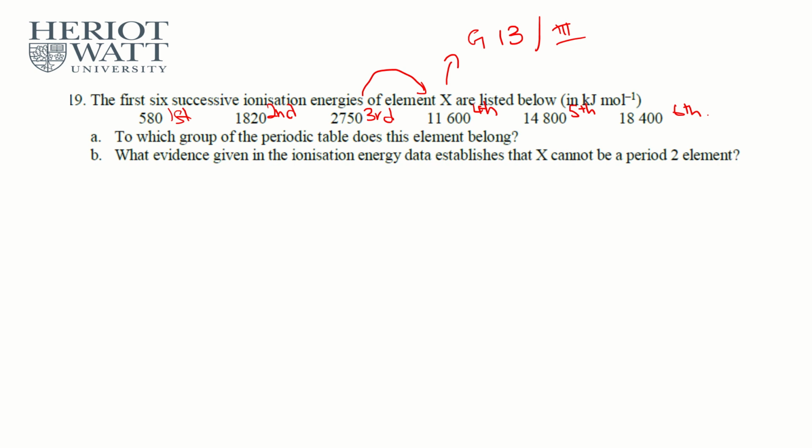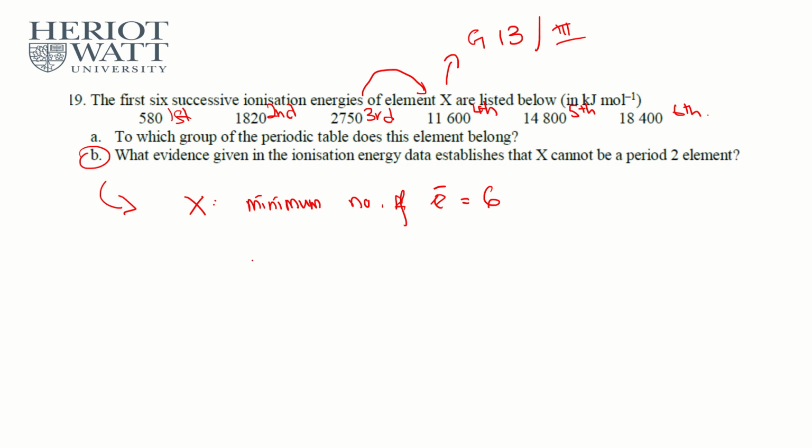Now, what evidence given in the ionization energy data establishes X cannot be a period 2 element? Now, first, this is a bit tricky here for question B. First, element X is given with 6 successive ionization energies, which means the minimum number of electrons should be 6. So you should have a minimum of 6 electrons because they give 6 ionization energy data, minimum of 6. It can be more because they just gave the first 6. All right, so that's the X.